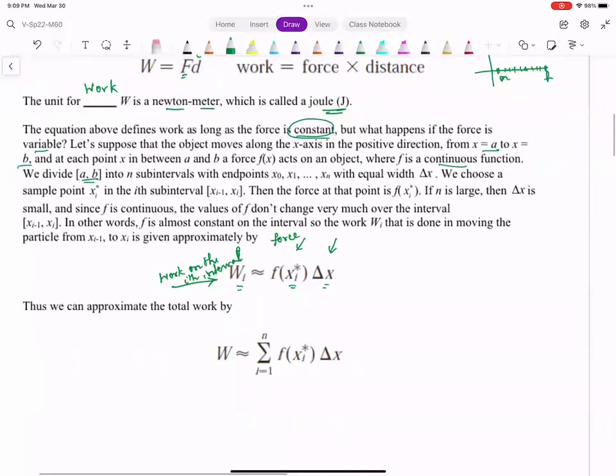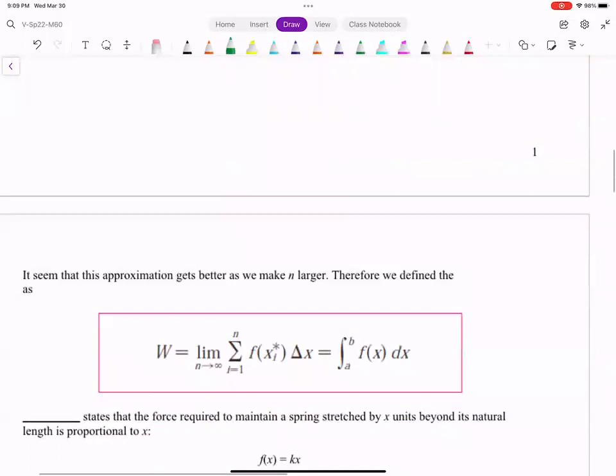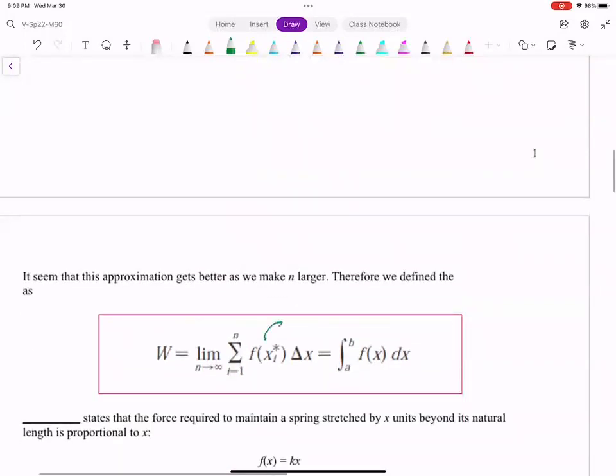We do this for every interval. So we get W, which is approximately equal to sigma i varying from 1 to n, f of xi star delta x. We are allowing n to approach infinity. This is nothing but the Riemann sum. Riemann sum is big S. Big S is the elongated S, which can be written as an integral. So it seems that the approximation gets better and better as n becomes large, as n approaches infinity.